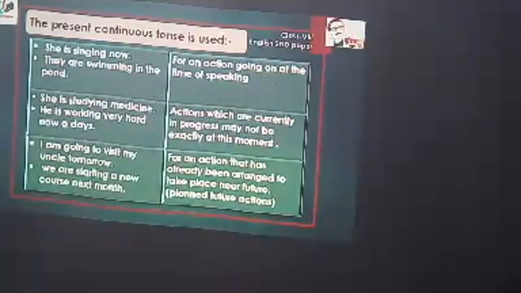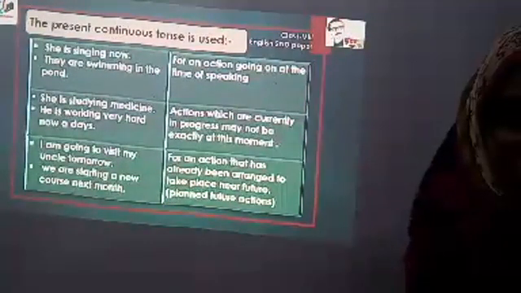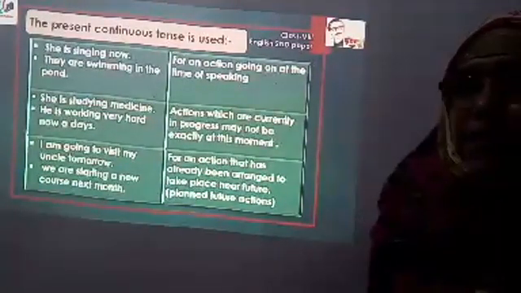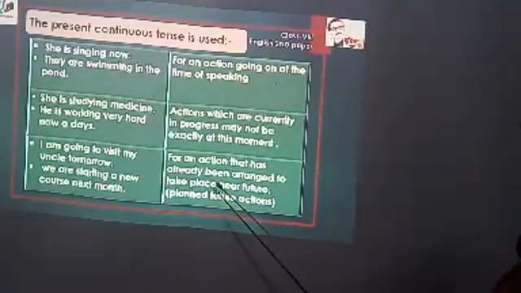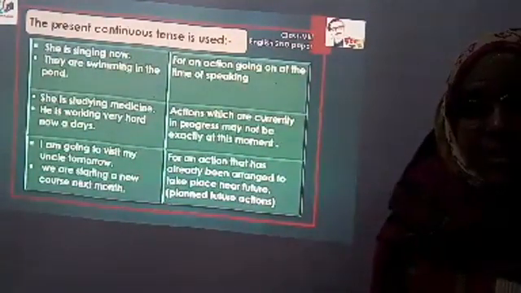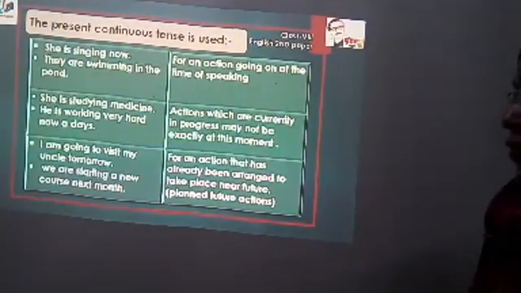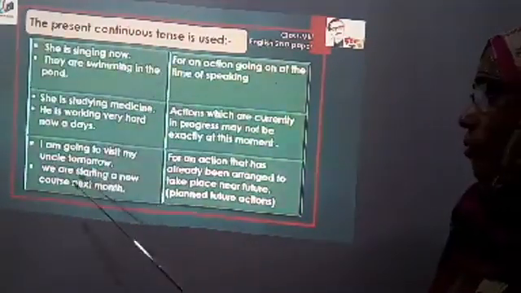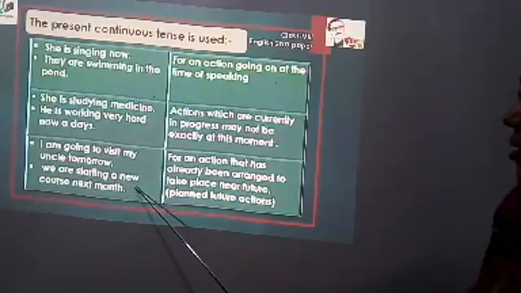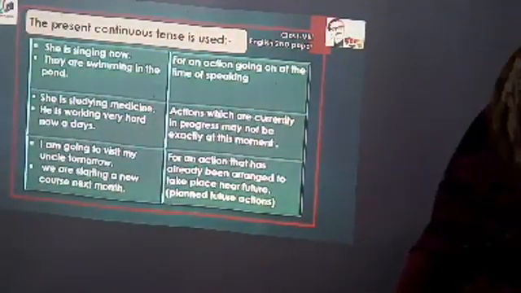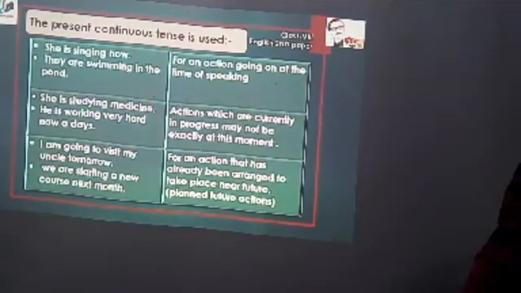And also, we can use the present continuous tense for an action that has already been arranged to take place in the near future. That means planned for doing the activity in the future. I am going to visit my uncle tomorrow. We are starting a new course next month. So we use the present continuous tense in different situations.